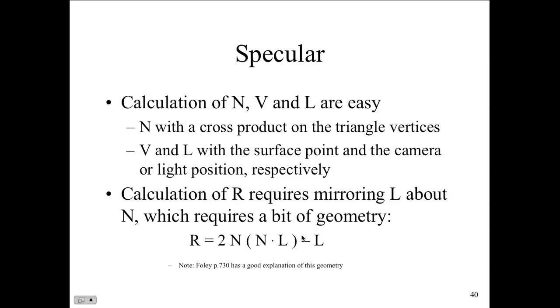So calculations of the N, the V, and the L are easy. The N comes from the cross product of the triangle vertices. The V and the L are the surface points and the camera, and the light position, respectively. And you calculate the R required by mirroring the L about the N, which requires a bit of geometry. It's just a simple calculation.